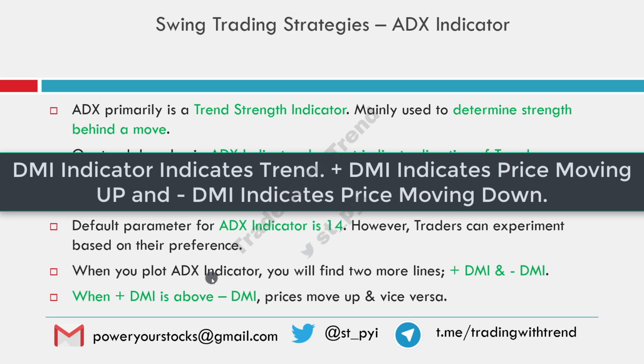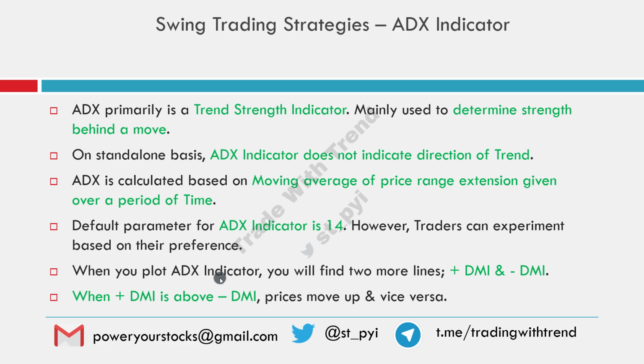Now, when you plot the ADX indicator on a chart, you'll find two more lines along with this, that is the positive DMI and the negative DMI. Now DMI here stands for directional movement indicator. So positive DMI represents the positive direction of price, whereas negative DMI represents the negative direction of price. Now when positive DMI is above the negative DMI, prices typically move up, and when negative DMI is above the positive DMI, price usually moves lower.